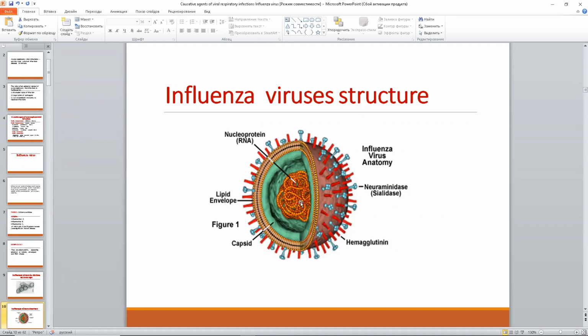Inside, every virus has a nucleic acid, in this case RNA, and there are internal proteins, so nuclear protein, and it is surrounded by capsid. This green color means capsid. Capsid consists of proteins, M proteins, and it's important. And the capsid is covered by the envelope. This is a lipid envelope, and viruses have no lipids of their own. Anyway, there are lipids in the envelope, and they are not the virus's lipids. They are substances of the host cell.